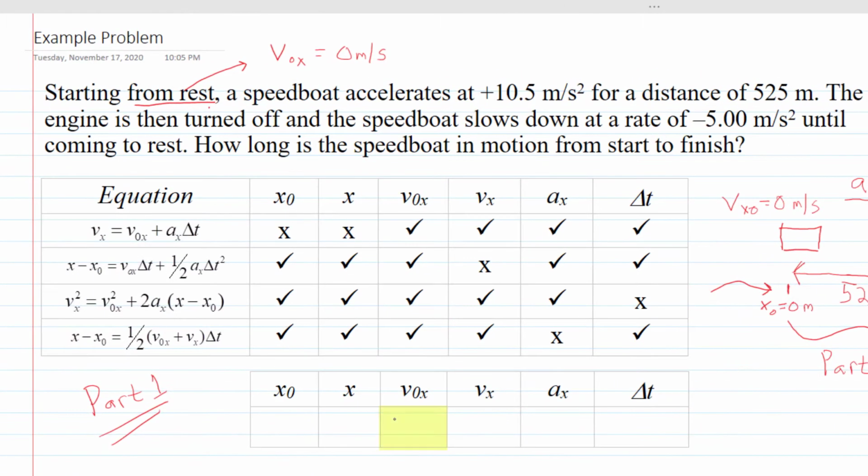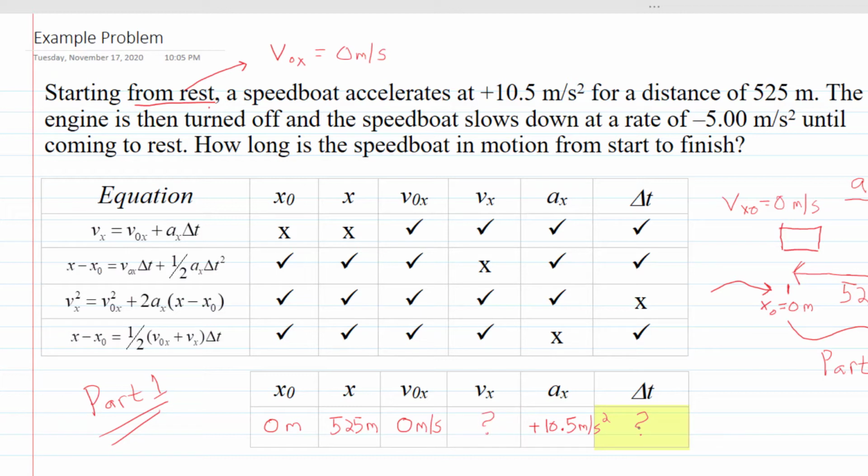We know that the object started from rest. It accelerated at plus 10.5 meters per second squared. The initial position was 0 meters. The final position is 525 meters. I do not know my final velocity, and I do not know my elapsed time.